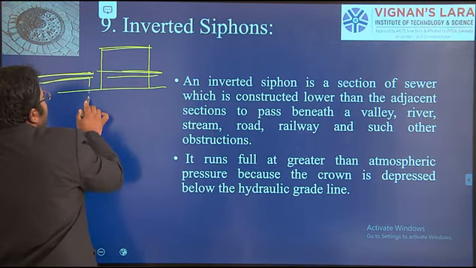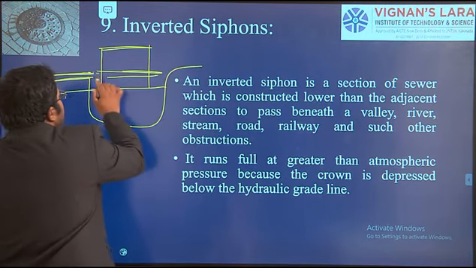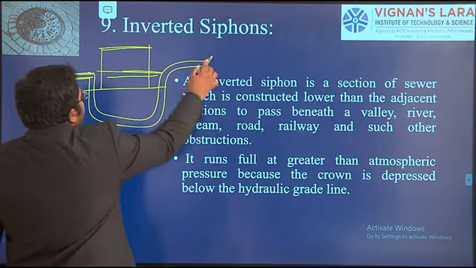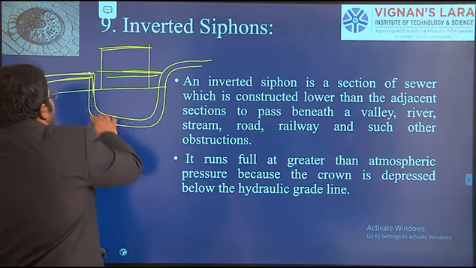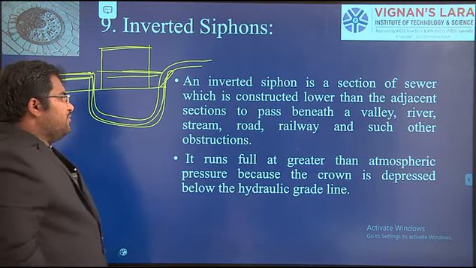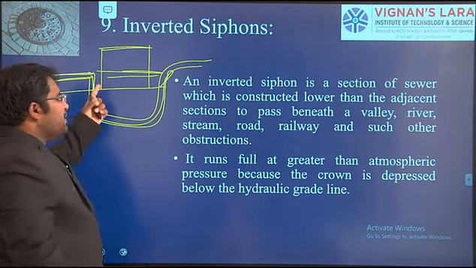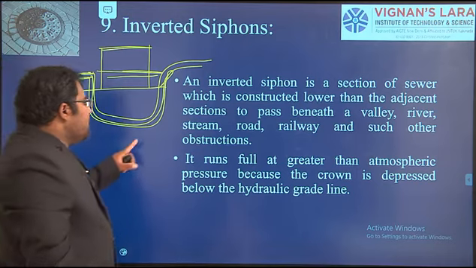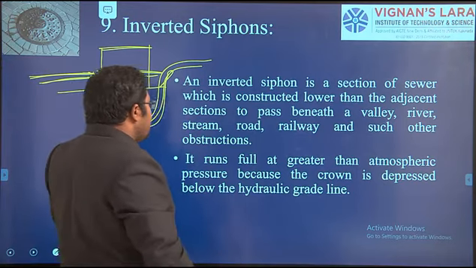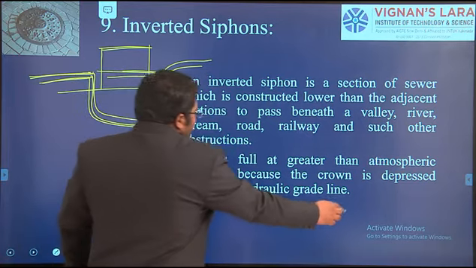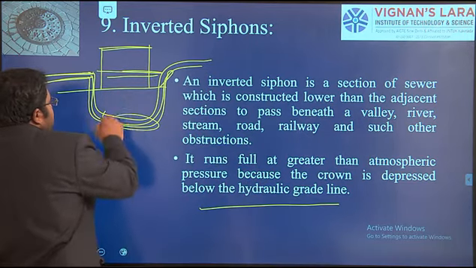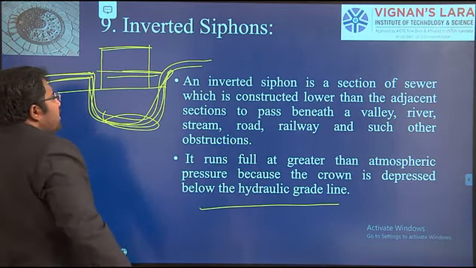So what I have to do? I have to lower down and we have to take it like this. I need to take it like this. So in these conditions, I need to have this inverted siphon beneath a road, beneath a stream or whatever it may be. It runs full at greater than atmospheric pressure because the crown is depressed below the hydraulic gradient. This is the crown portion, now this is depressed in the hydraulic gradient.